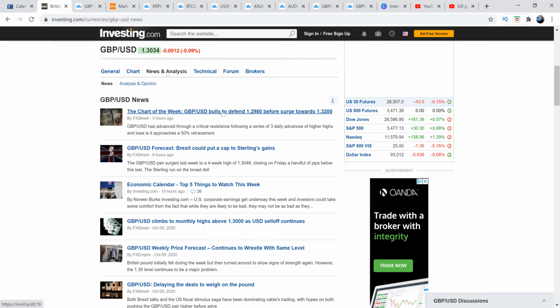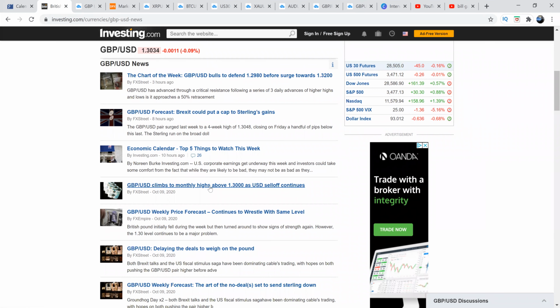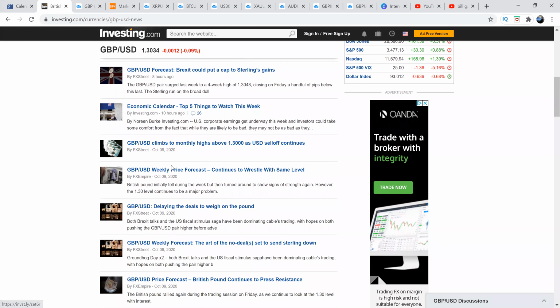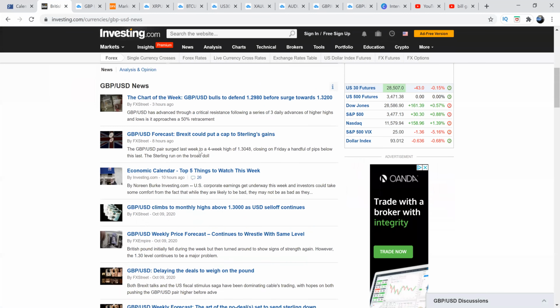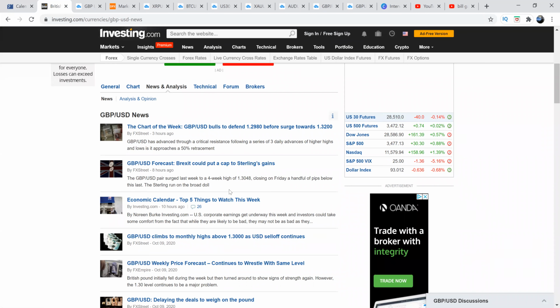GBP USD bulls to defend 1.2980 before it surges towards 1.3200. So right now the claim is probably going to continue for the uptrend move, which I predicted based on my analysis. Cable hits monthly highs, gains above 1.300 as USD sell-off continues. And this was the 9th of October, from I guess Friday.